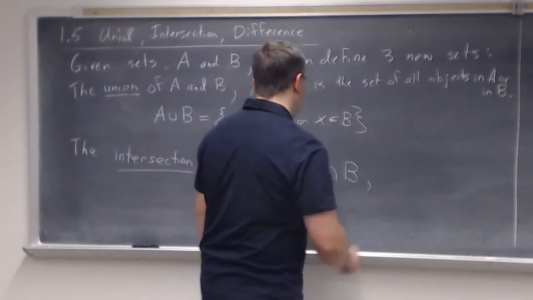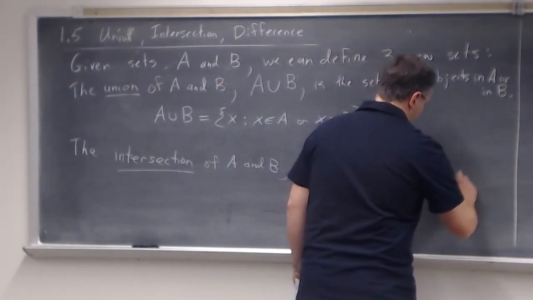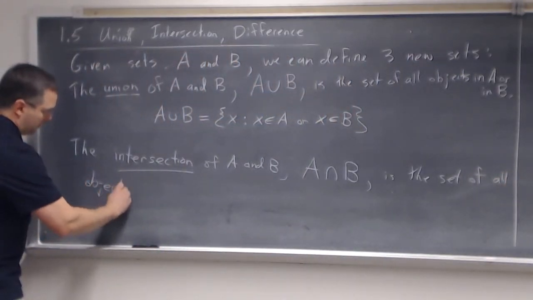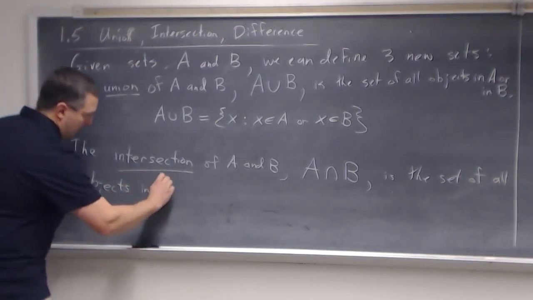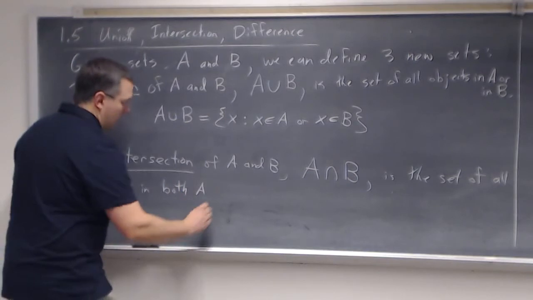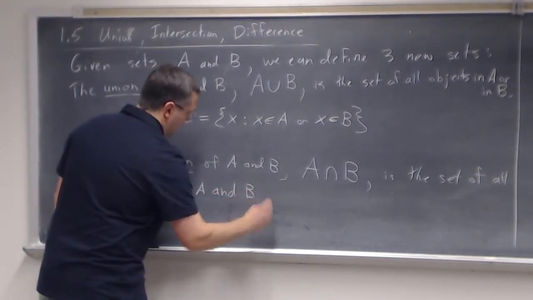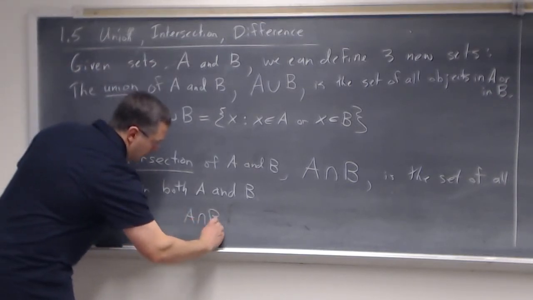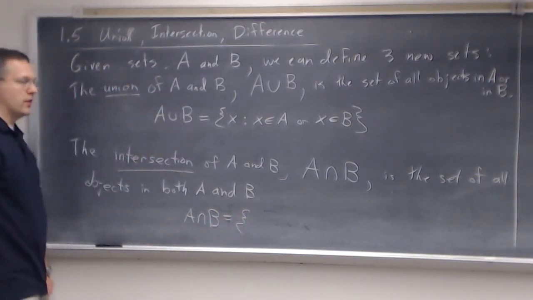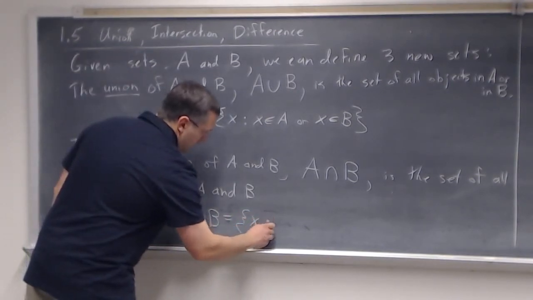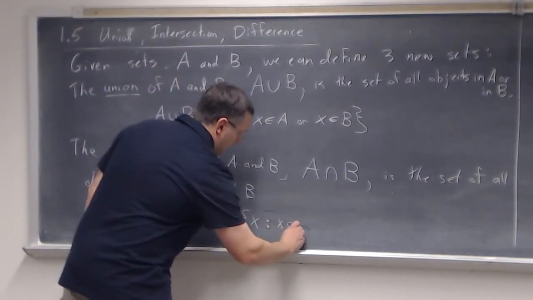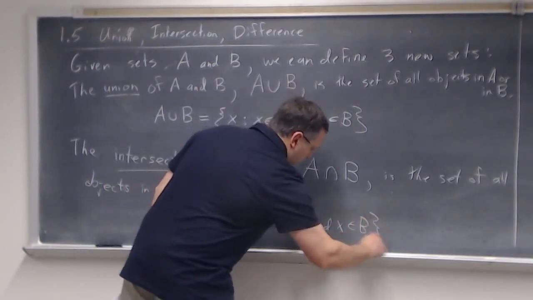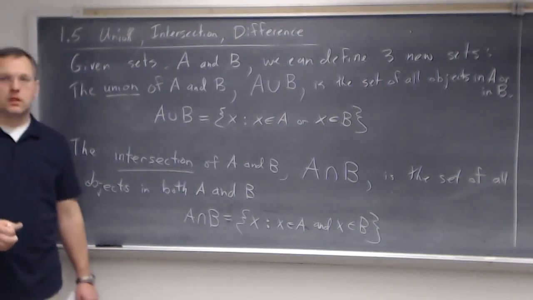Okay, so the intersection of A and B is the set of all objects in both A and B. So A intersect B, using set builder notation for our definition, would be the set of all objects x such that x is in A and x is in B. Any questions so far?